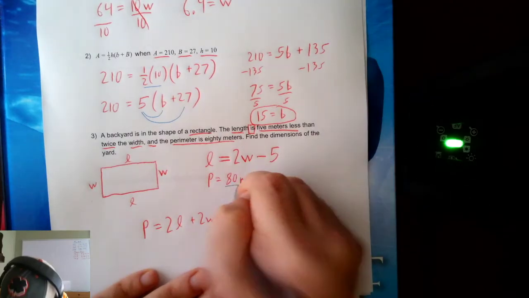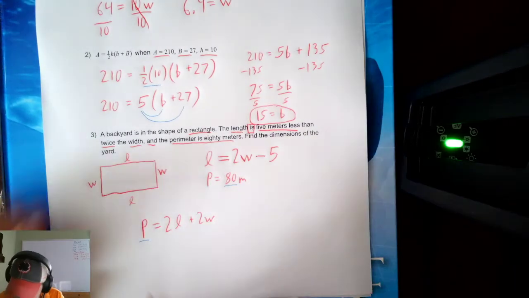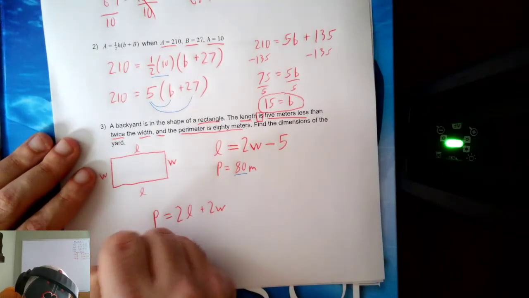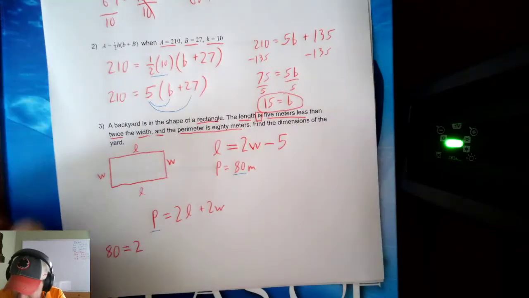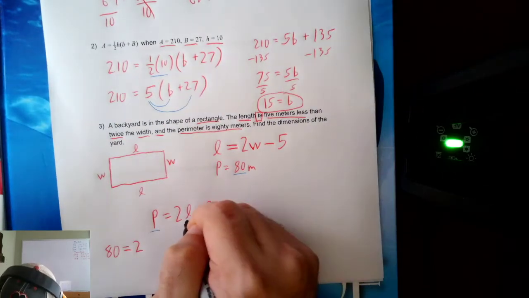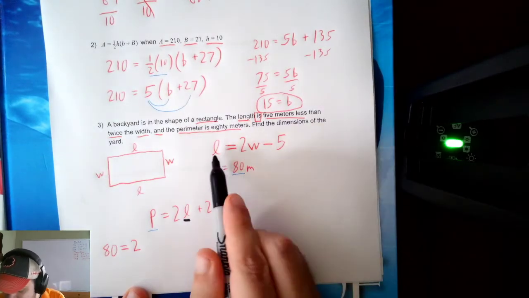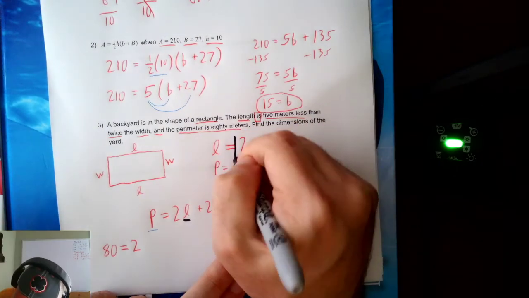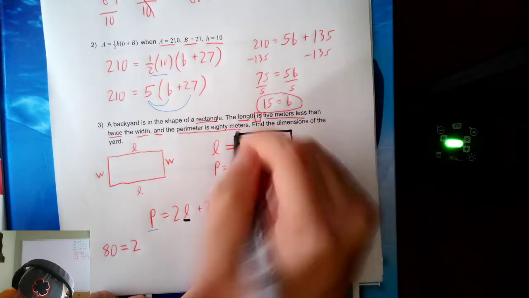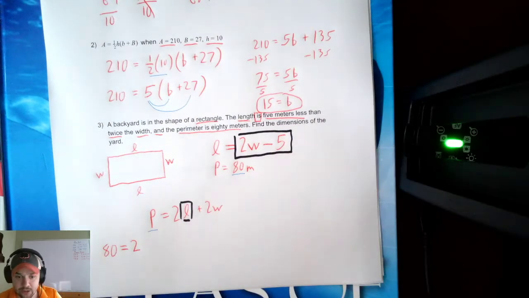I know the perimeter is 80. So I'm going to plug in 80 for my perimeter. So we'll get 80 equals, and now I have 2, and here we're going to be careful. We have L. I don't want L anymore. I want W. Notice I can turn L into W. I know how L is represented by W. I'm going to take this whole chunk here and replace L with that chunk.